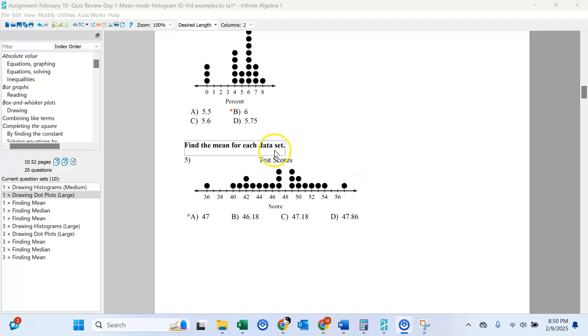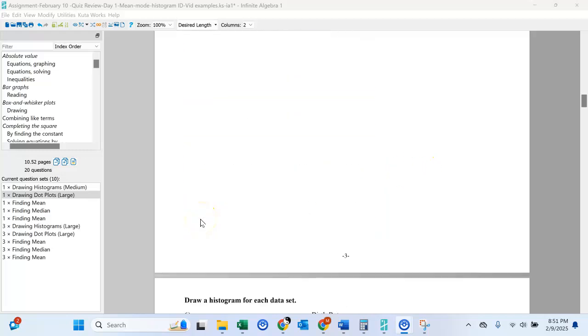Okay, mean for each data set. Now, when you get a dot plot like that, you don't have specific values, but it's kind of telling you what the values are. Remember, for mean, you have to add up all the different data points and divide by the number of numbers. Well, here, this is 36, so I go 36 plus 40, plus 41, plus 42, plus 42 again, etc. And I'd get a sum, and then I have to divide by the number of numbers. So I'd have to count up all the dots and divide by the number of dots. If you want to try it, you should get 47, okay?